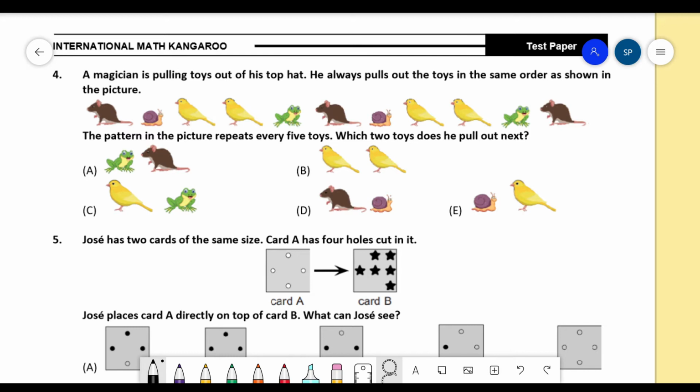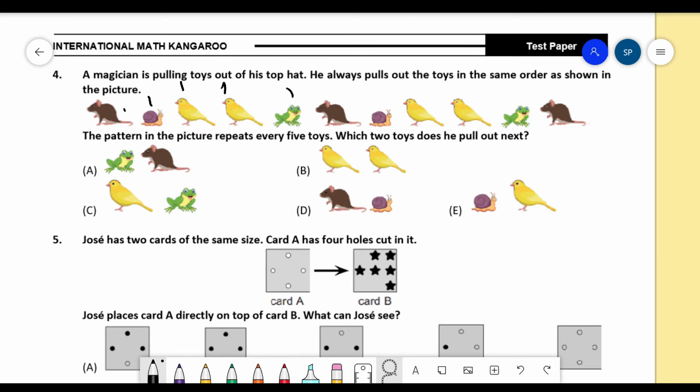Okay, so it says the pattern in the picture repeats every 5 toys. If we look at it that way, the first 5 are these ones that I've marked. These are the first 5 toys. And if we look at it, they repeat. First the rat comes again, the snail, 2 birds, and the frog. That's 5 in total, and it repeats in the same pattern.